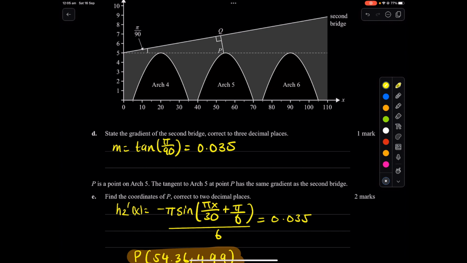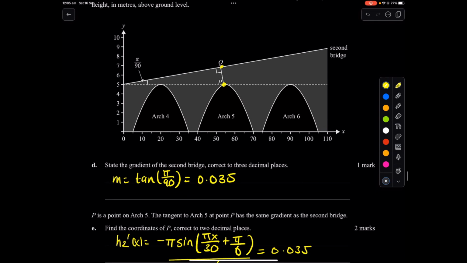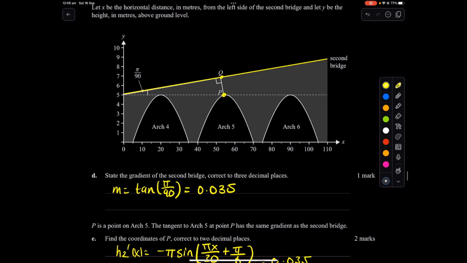Well, we know the value of P luckily, but what about the value of Q? Well, we know the gradient of this line over here, which is tan pi on 90. That's a gradient. So the perpendicular gradient is just negative 1 over that. So that's your gradient, which goes now like this. And we know that it passes through the point P.